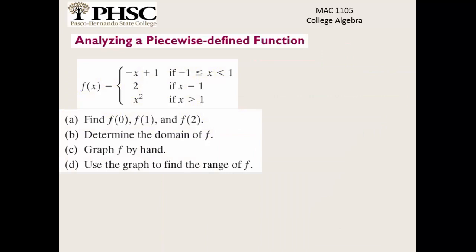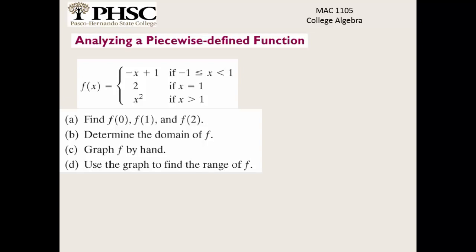So this leads into the discussion about piecewise-defined functions. So here we have a piecewise-defined function. This function f of x has 3 components. The first one is -x plus 1. And we use this part of the function if x is between -1, less than or equal to x, and less than 1.